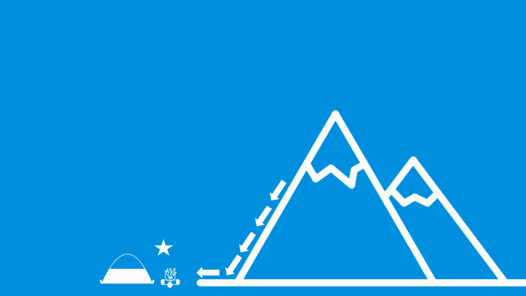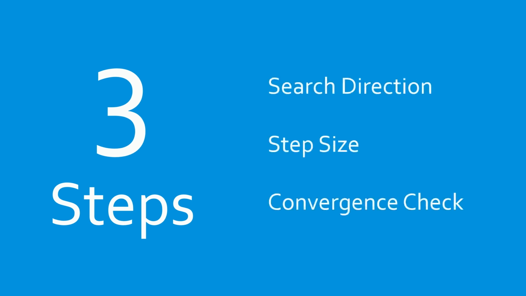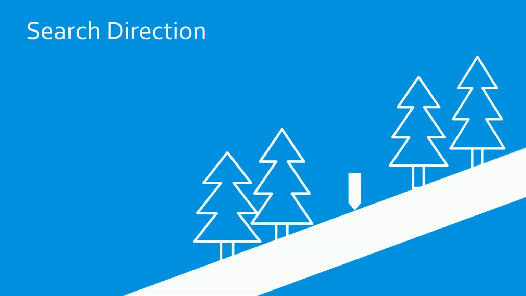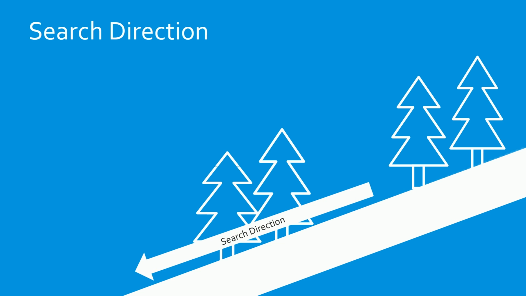There are three main steps: search direction, step size, and convergence check. The first step is to pick a direction to go. The solver evaluates the slope by taking the derivative at its current location. In one dimension, this derivative is called the slope. In more than one dimension, this is called the gradient. The solver then uses this information together with other rules to pick a direction to go. This direction is called the search direction.